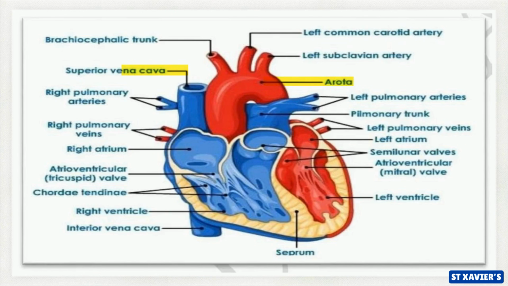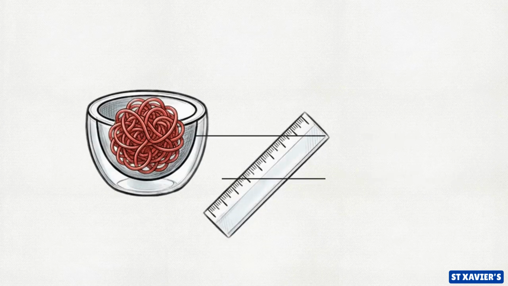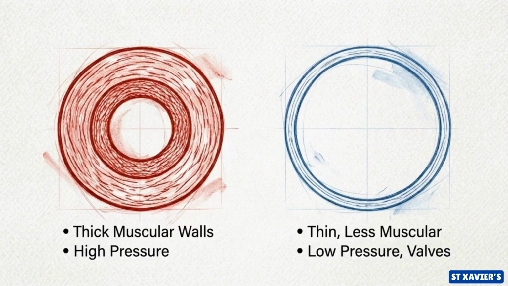bringing deoxygenated blood back. Another frequent target is the nephron, the basic filtering unit of the kidney. You need to clearly draw the Bowman's capsule, the cup-like sac at the beginning of the tube, and the glomerulus, which is the cluster of capillaries inside it. You will also need to contrast specific blood vessels.